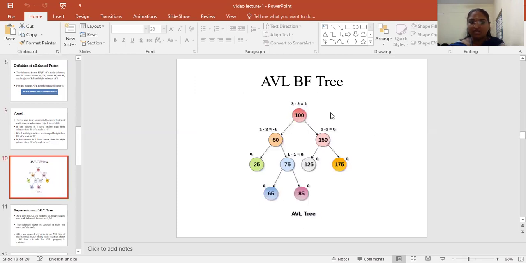Now we'll check the AVL balance factor tree structure. Here, this is the tree structure for an AVL tree.